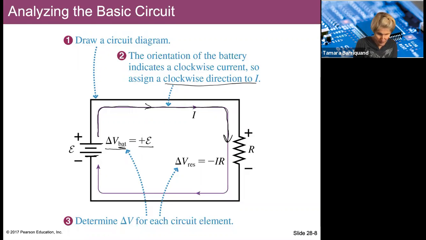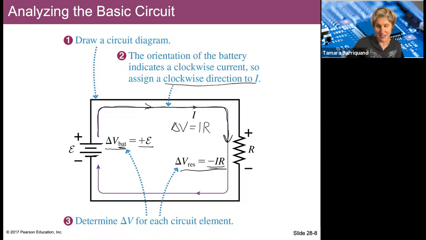Now, if we look over here at the resistor, we remember V equals IR. So V equals IR tells us that the magnitude of the change in the potential is equal to IR. However, in this case, when we go across our resistor, we are going from the positive to the negative side. And so we are actually losing potential as we go across the resistor. So the change in the potential across a resistor is a negative value. We're going to be losing potential as we go across the resistor.